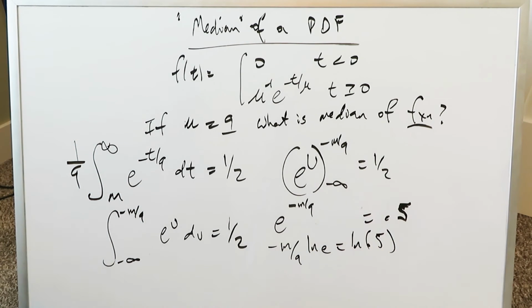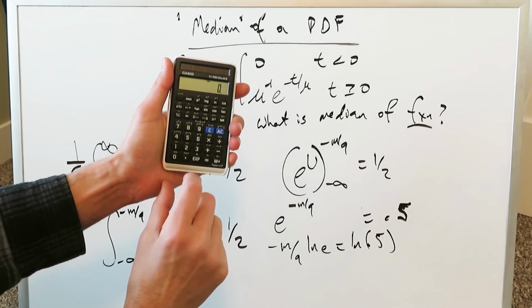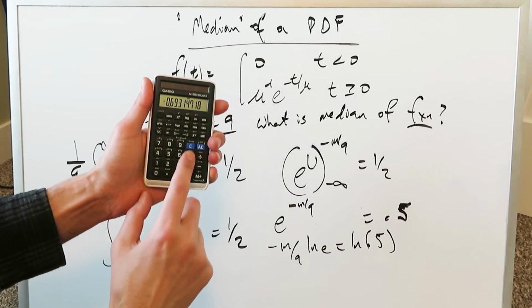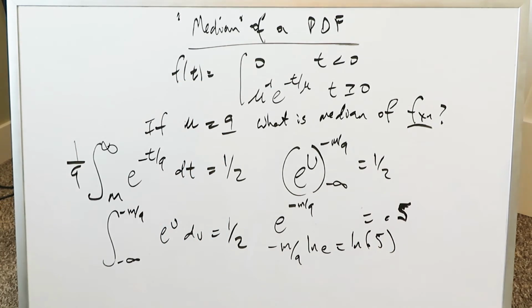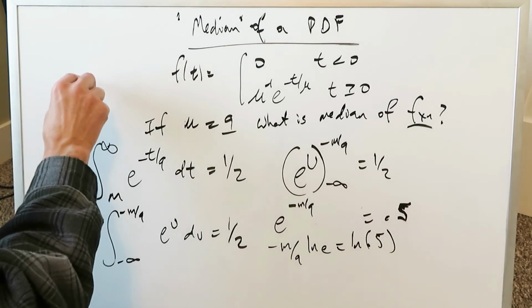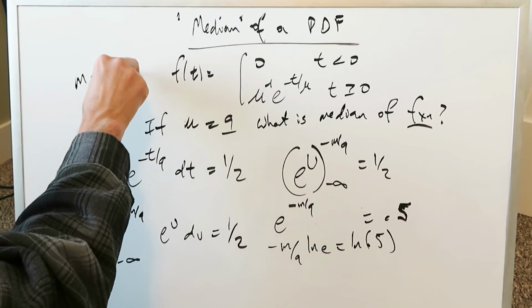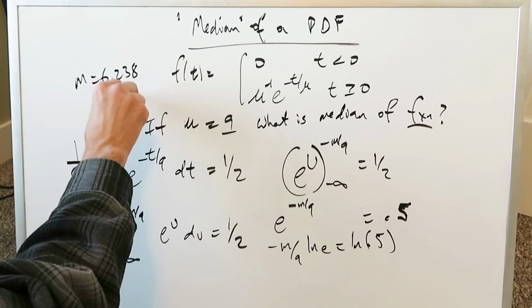Now this part right here is not hard. You just bring your calculator, do a natural log of 0.5 and multiply that by negative 9. You'll solve for your m. M here is 6.238. I'll bring the value right over here. M is equal to 6.238. What does this mean? 6.238 minutes.